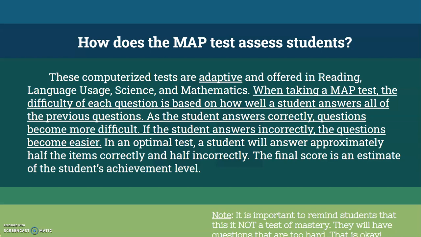If you look down at the bottom, there's a note, and this is really important to let our students know: this is not a test of mastery. It is a test to determine a student's achievement level. A lot of times, especially our high-achieving students, it's going to be a frustrating test because they are used to studying for a test and doing well. And on this test, they're going to get a lot of questions that they're not going to know. That can be frustrating and make them feel like they're not doing very well. But that is just the nature of this test.